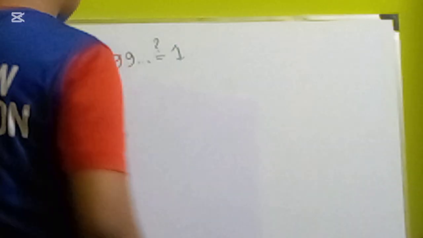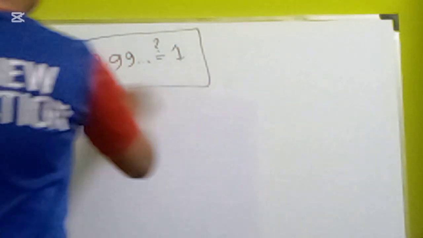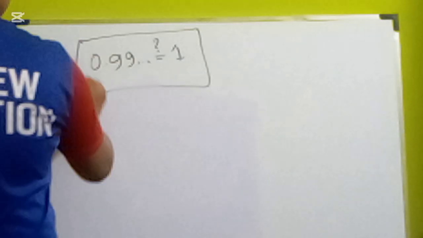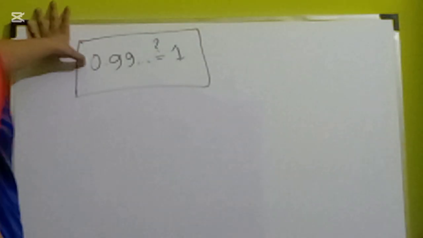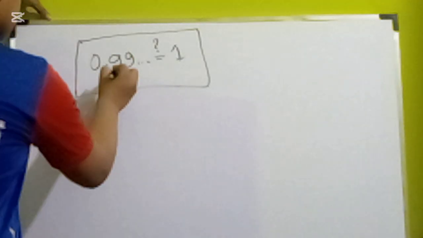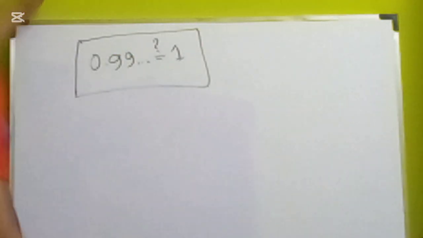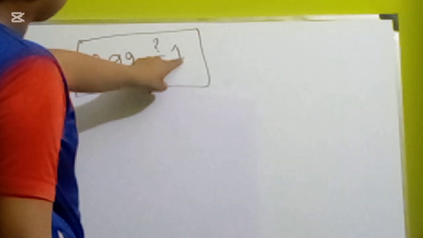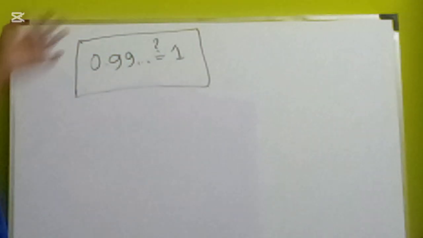Have you seen this one? It's one of the most controversial equations in whole mathematics. You see here, we add continuously nines after nines after nines after this decimal point. But how does this even add up to 1? This doesn't make any sense. Okay, let's make it make sense to us.